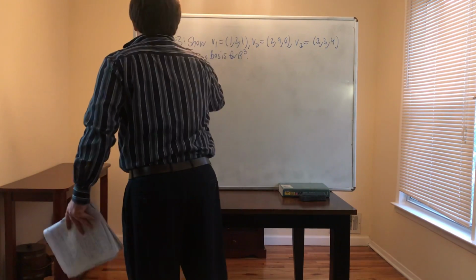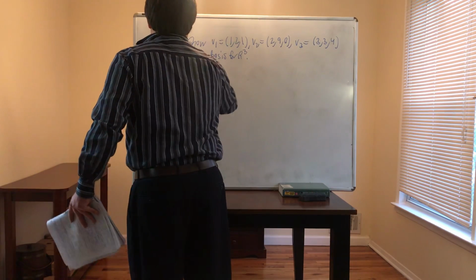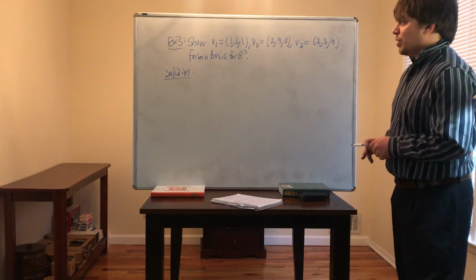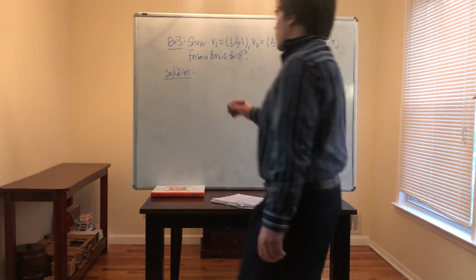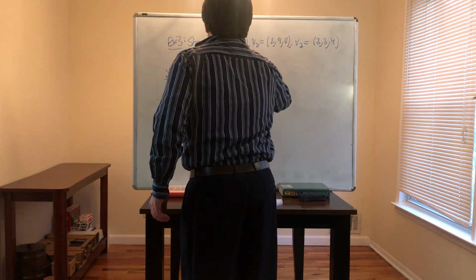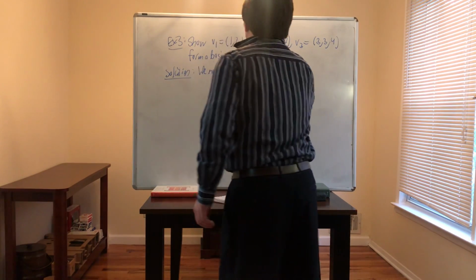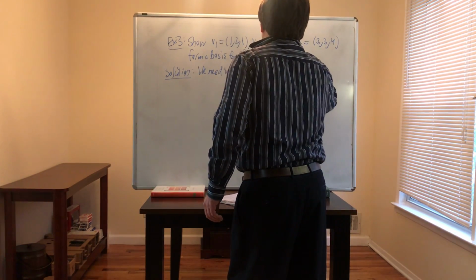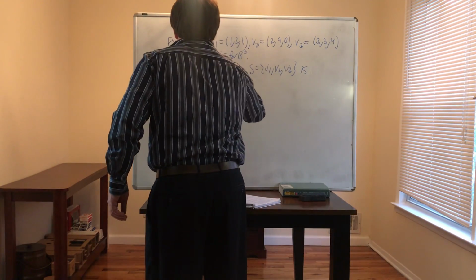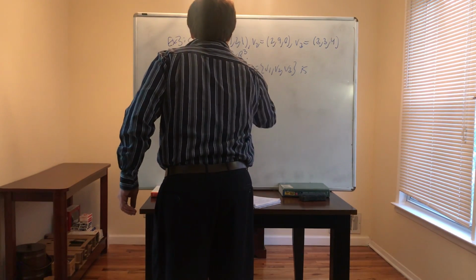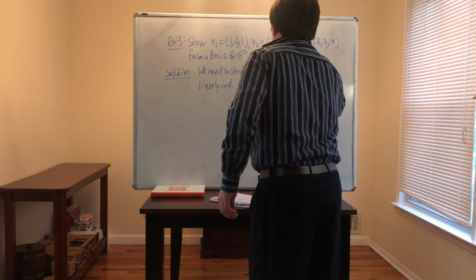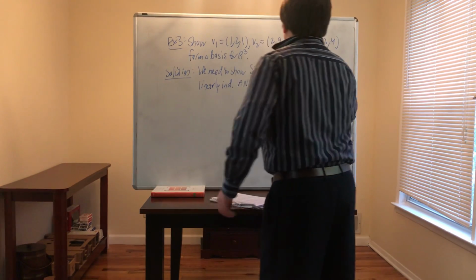Okay, and so here's a solution. Those are vectors V1, V2, V3. We want to show they form a basis for R3. So we need to show the set S, which is the set V1, V2, V3, is linearly independent, and that the span of S is equal to R3.